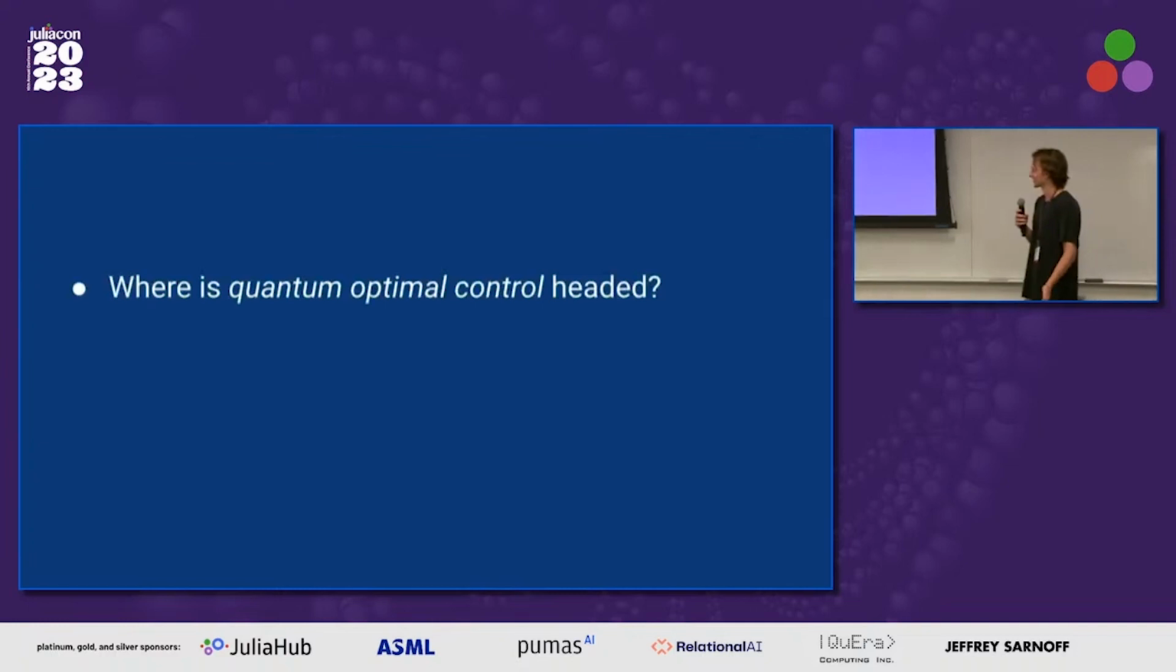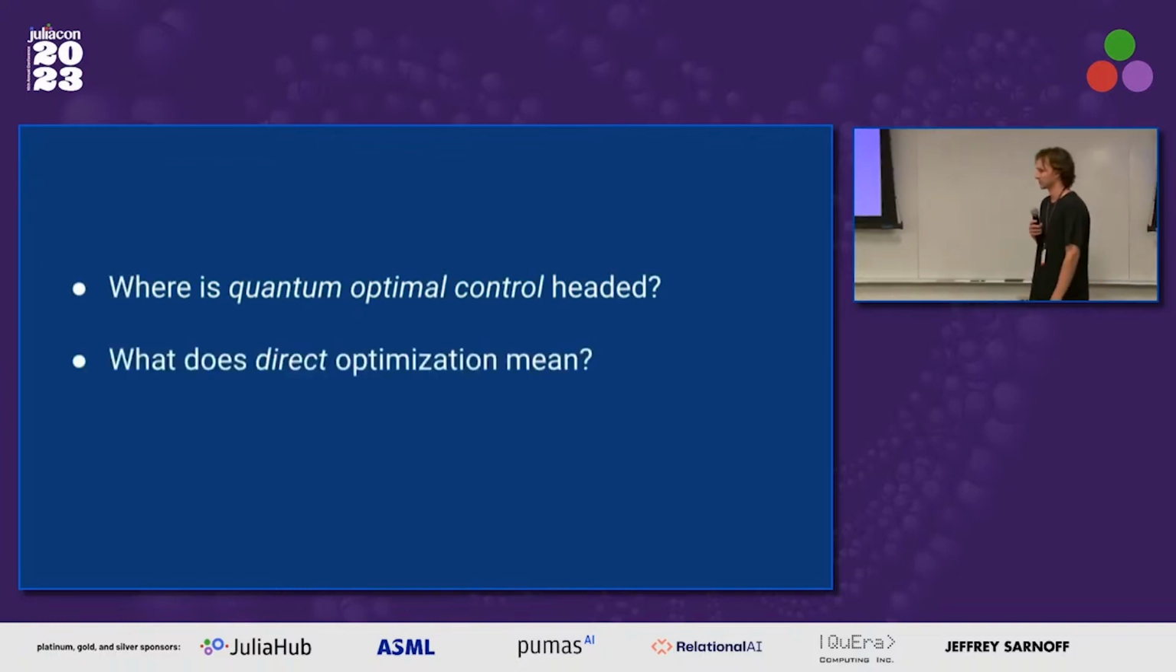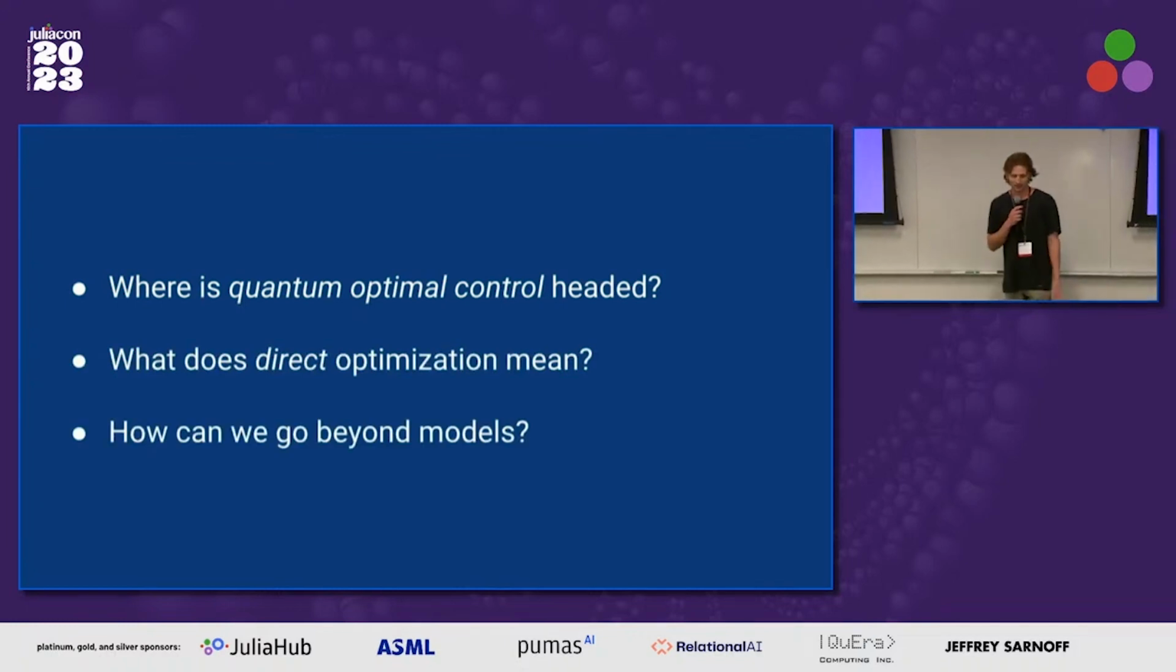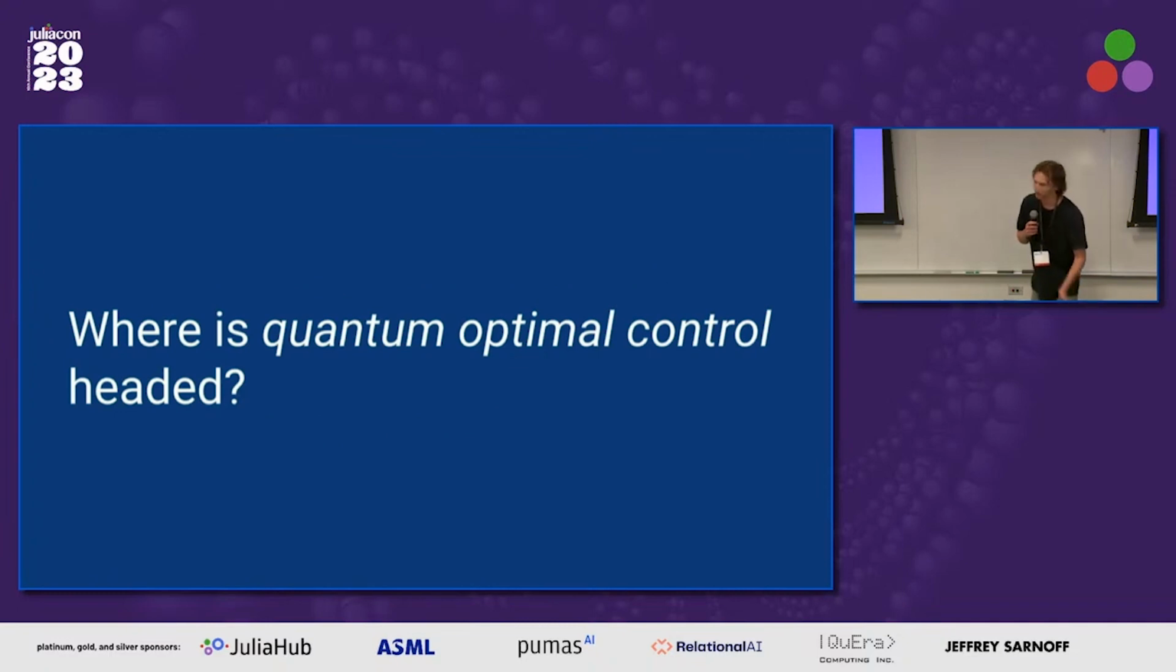I'm going to answer some questions about where quantum control is headed. What does direct optimization mean? And how can we go beyond models and actually run stuff on hardware? So first off, where is quantum control right now and where is it headed?